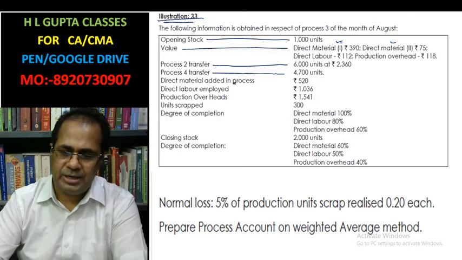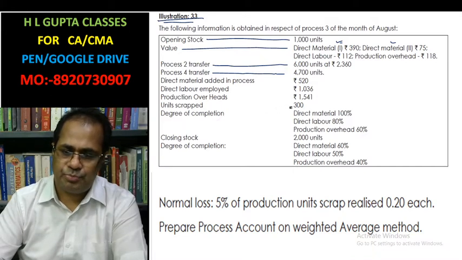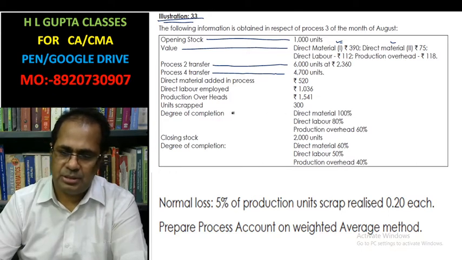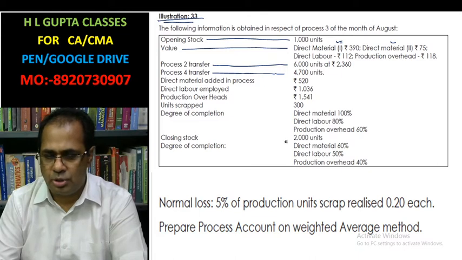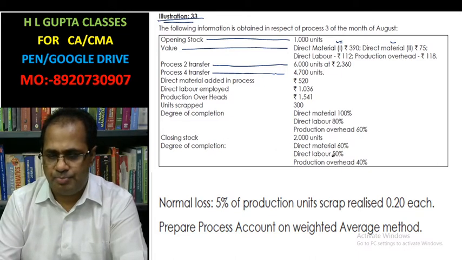Direct material added in process 3 is rupees 520, along with direct labor and production overhead. Scrap is 300 units, with degree of completion: direct material 100%, direct labor 80%, production overhead 60%. Closing stock is 2000 units, with degree of completion: direct material 60%, direct labor 50%, production overhead 40%.